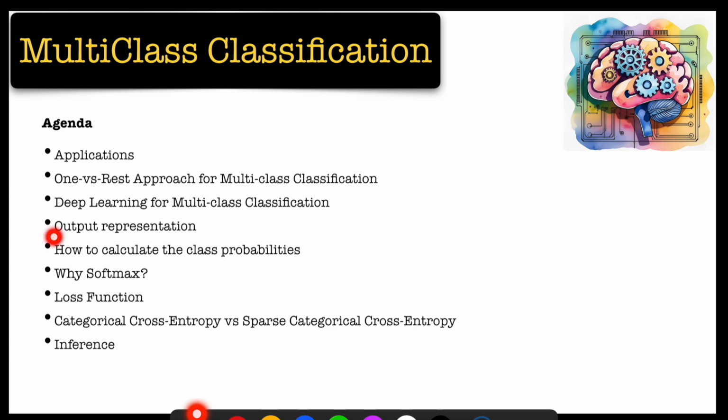So next I will discuss output representation. How do we represent different output classes? How to calculate the class probabilities? Then, why do we use softmax?